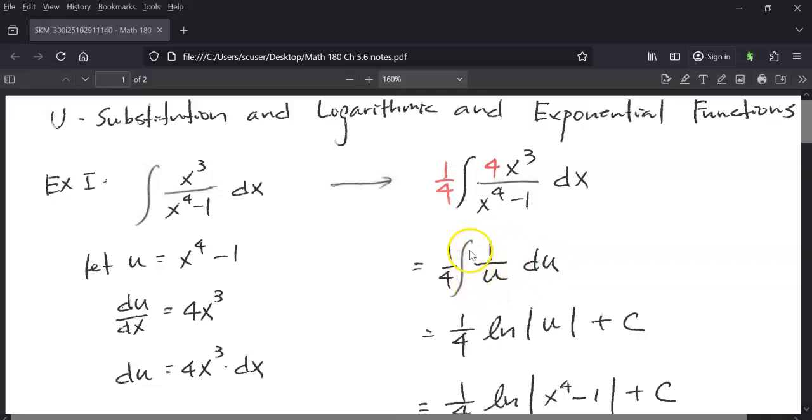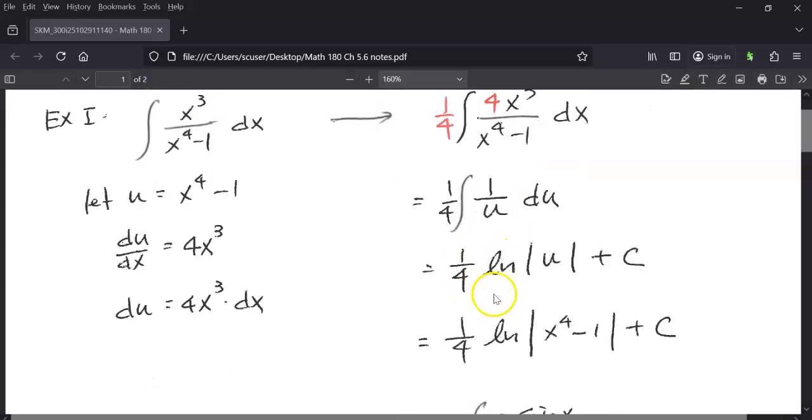Now recall, we want to take the integration of 1 over u, but what's the derivative that will give you 1 over u? If we recall that, it's ln of absolute value of u plus c. And once we have that, we just have to substitute u back, x to the fourth power minus 1, plus c.